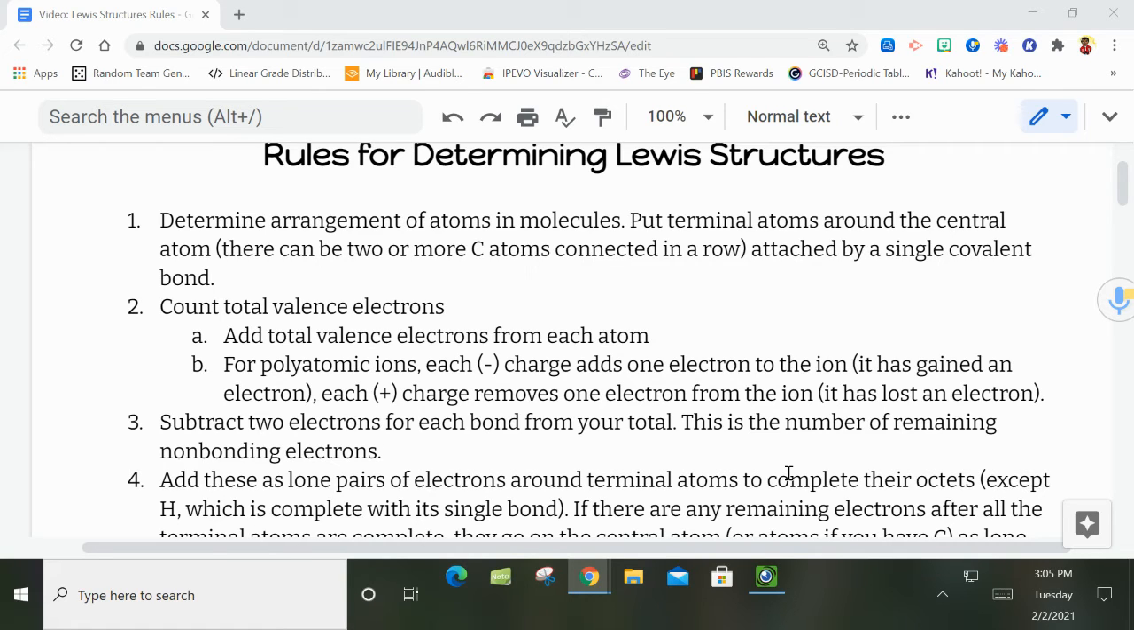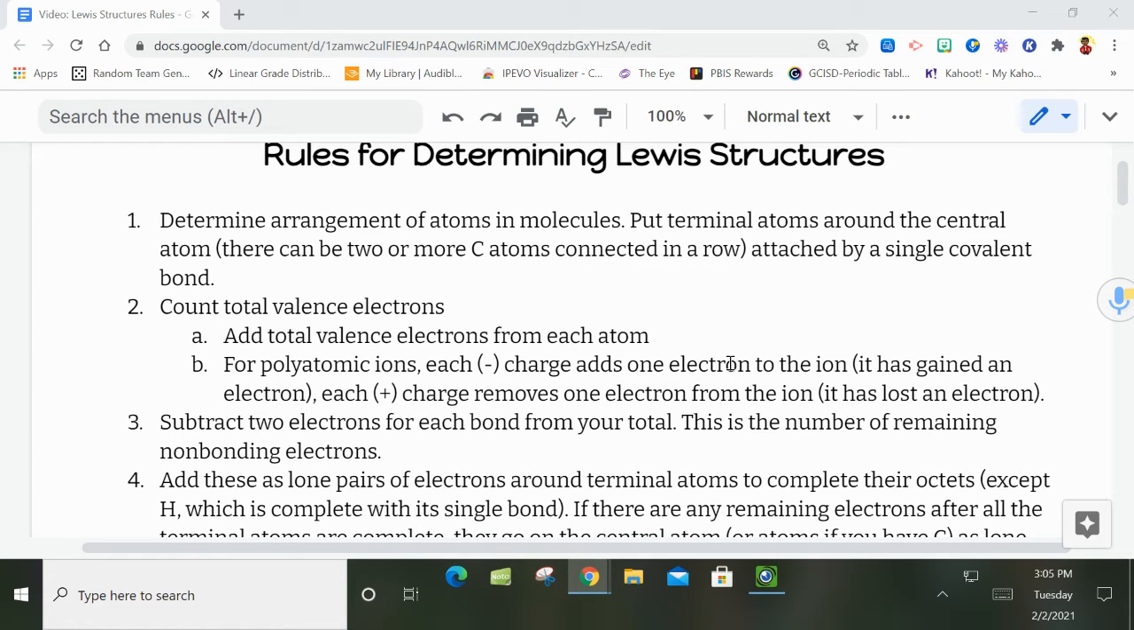And that will be the bonds that you make when you connect the central atom to the terminal atoms. Think back to what we were doing yesterday when we looked at difference in electronegativity, and you had like C-H. That dash is the bond.